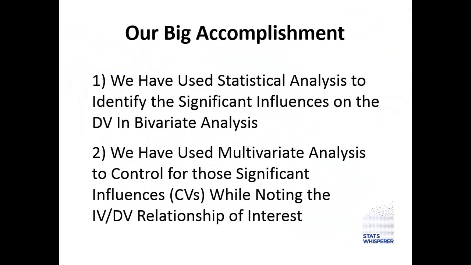So as I alluded to before, we accomplished a lot at this point. Right? So what have we done? Just our most recent stuff, right? We used statistical analysis, the bivariate analysis, to identify the significant influences on our dependent variables. And then, 2, we used multivariate analysis to control for those significant influences and note the relationship between the independent and dependent variable, which is the relationship of interest.